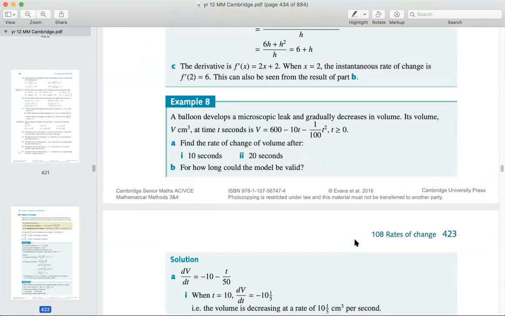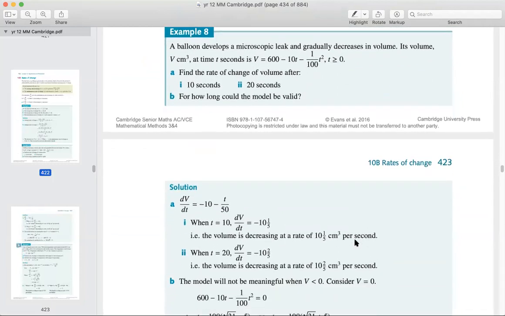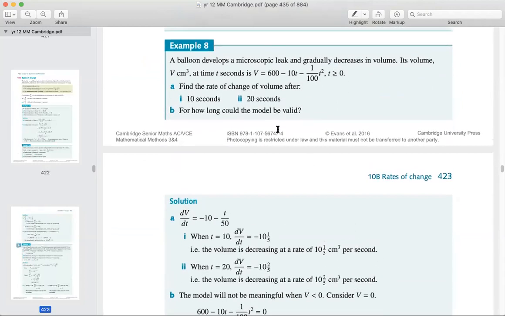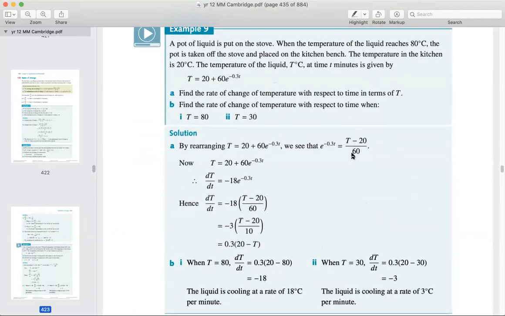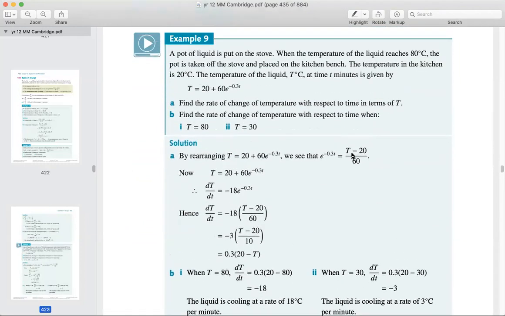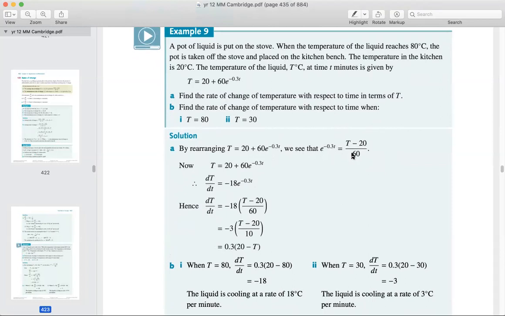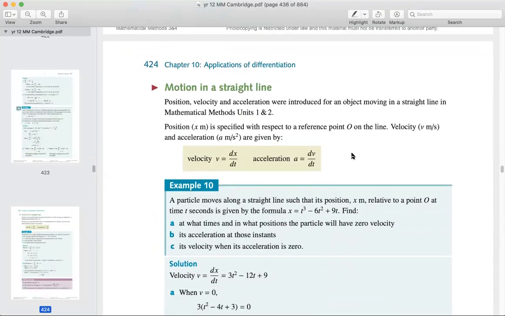Okay, and example 8 is just like the real world problems, just to make sure for part B, for how long this model is valid. So essentially it just means our volume V can never be less than 0. So my V is always greater than or equal to 0. Okay, and the same thing applies to example 9, and you can get your dT over dt, temperature corresponding to time rate of change, and plug in the number required to get the answers.